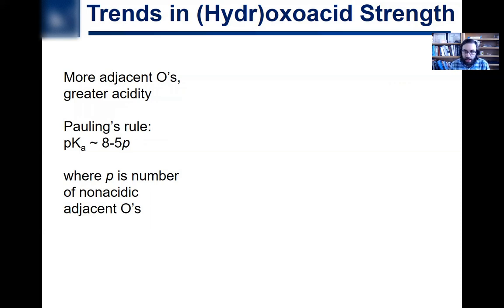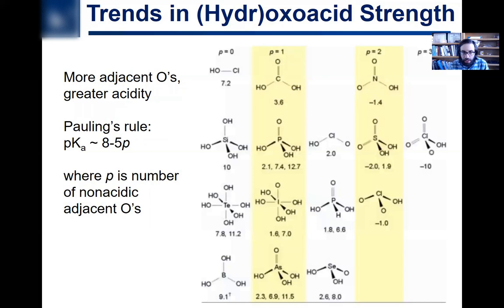So electronegative atoms that are adjacent tend to increase the acidity. We'll see more examples of that on the next slide. But here's just looking at the non-acidic adjacent oxygens with different p-values. So p equals 3: these are very acidic species.